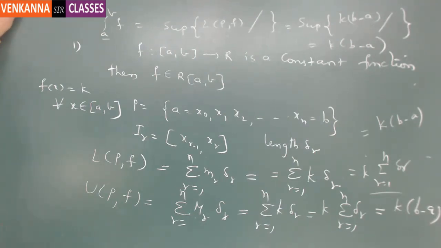So lower integral and upper integral, both the values are equal, hence the function is Riemann integrable, because the lower integral value is nothing but k into (b minus a), and the upper integral value is nothing but k into (b minus a). Hence the function is Riemann integrable, because both values are identical. Clear? Is the solution approach clear, or do you have any queries?